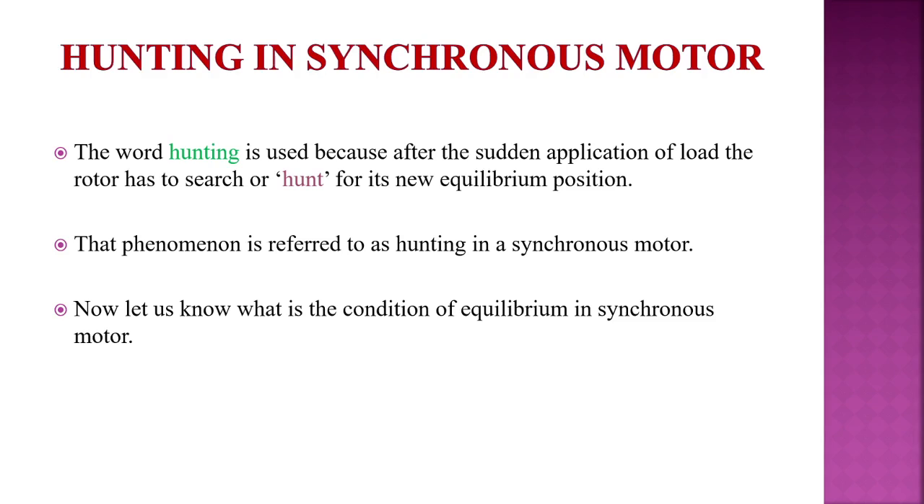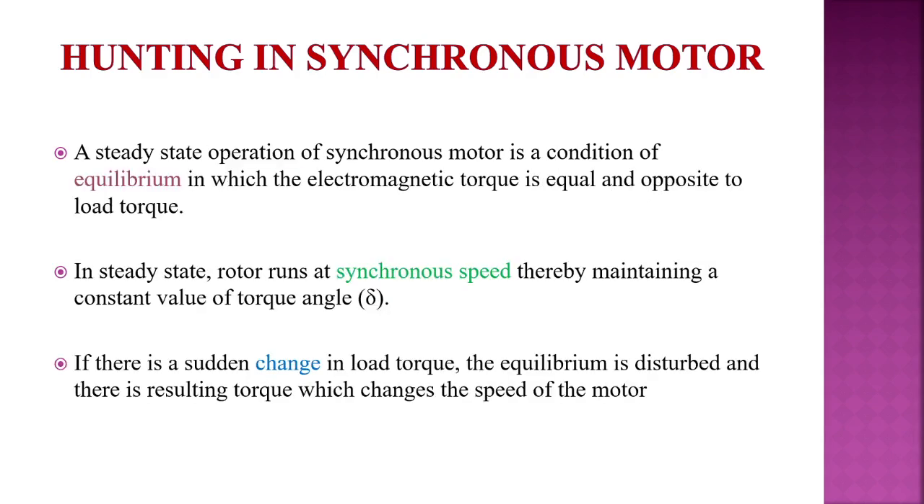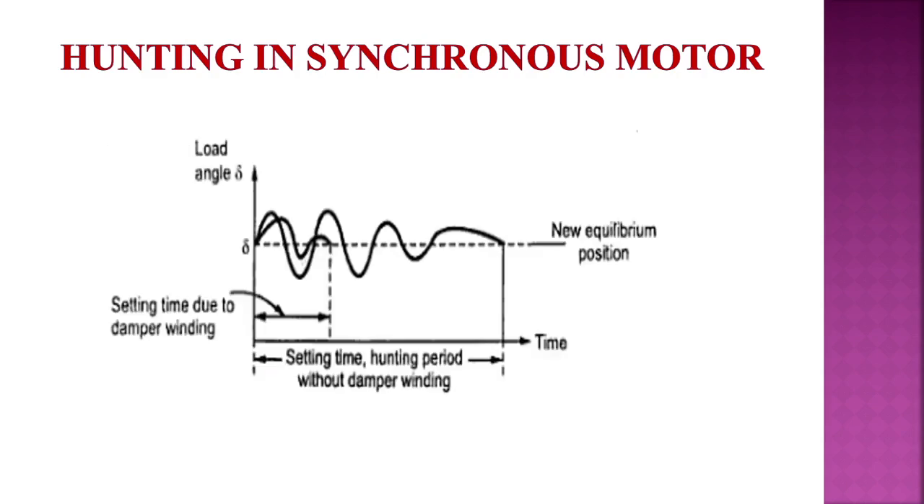So now let us know what is the condition of equilibrium in synchronous motor. A steady state operation of synchronous motor is a condition of equilibrium in which the electromagnetic torque will be equal and opposite to load torque. Okay. So in steady state, rotor will run at synchronous speed, thereby maintaining a constant value of torque angle, delta. If there is a sudden change in load torque, equilibrium will be disturbed and there will be a resulting torque which will change the speed of the motor.